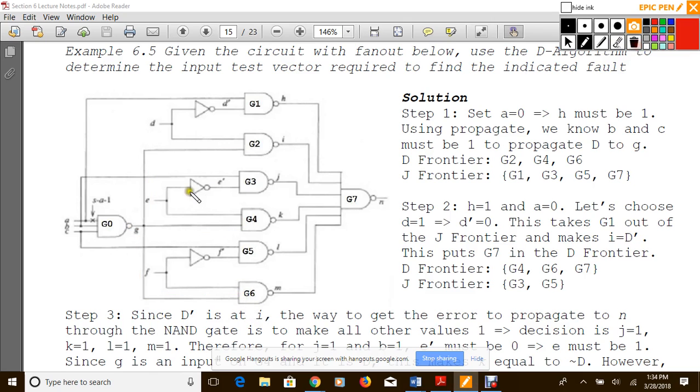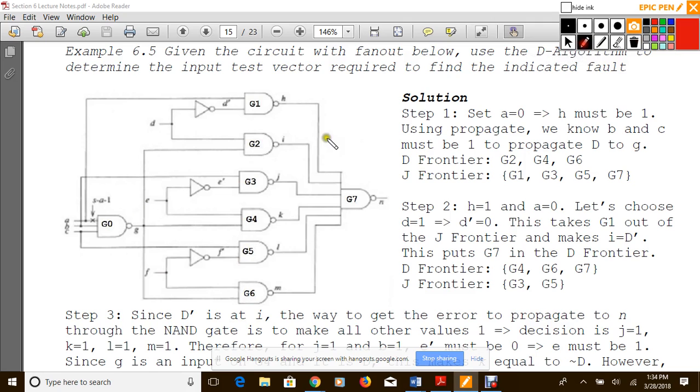But then we have D fans out to both gates, G1 and G2, E fans out to gates G3 and G4, and F fans out to gates G5 and G6. So we have a lot of circuits here, right?